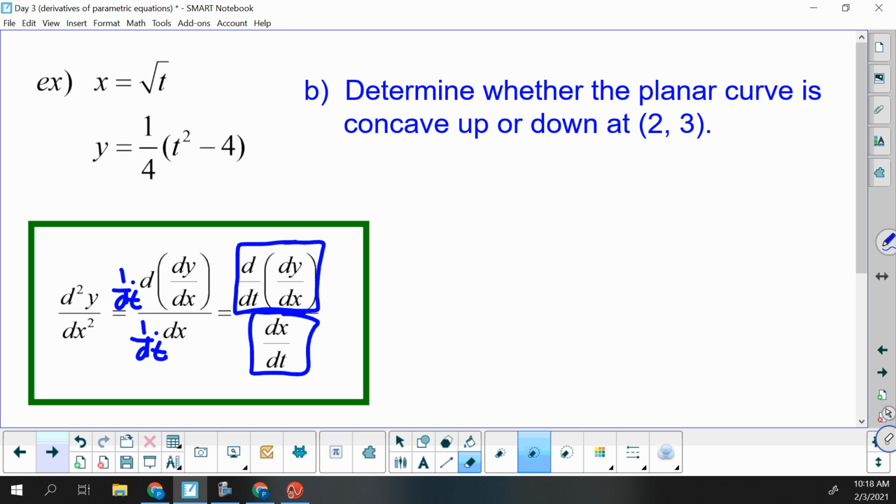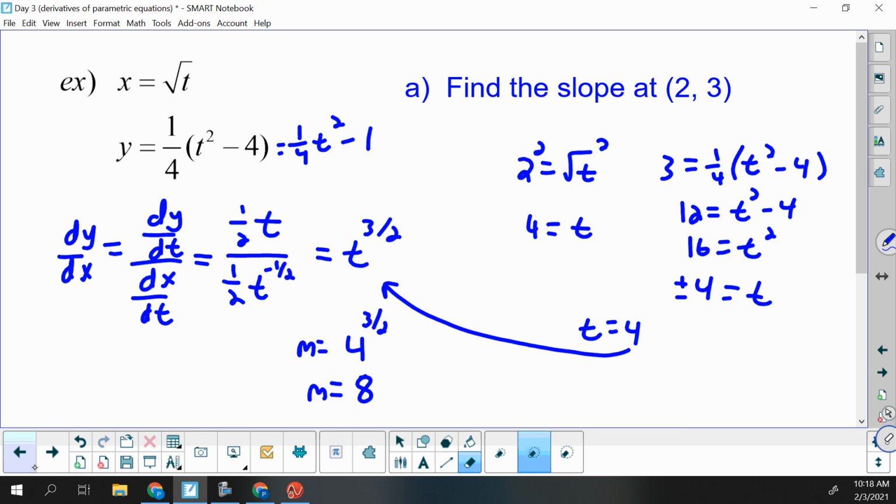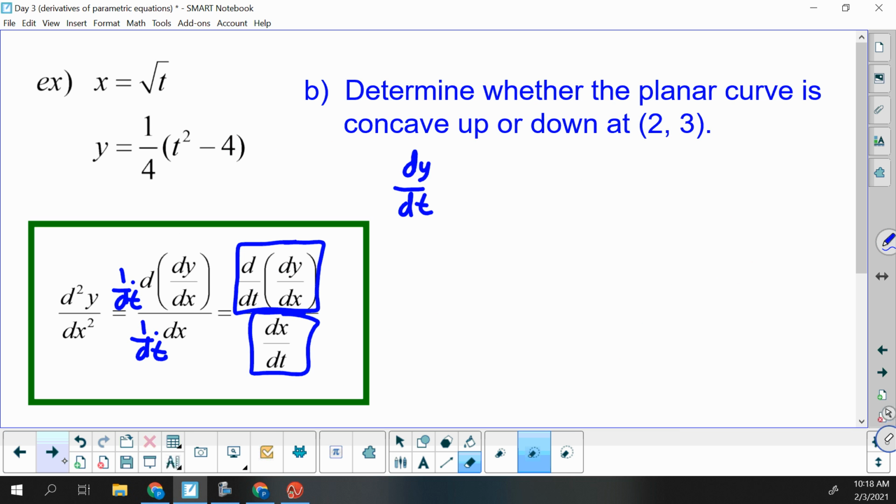So just as a refresher from what we had in the previous one, we had that dy over dt from this here was 1/2 t. We had dx over dt was 1/2 t to the negative 1/2. And we had that our dy over dx was just t to the 3/2.